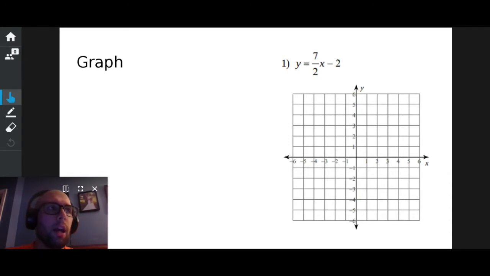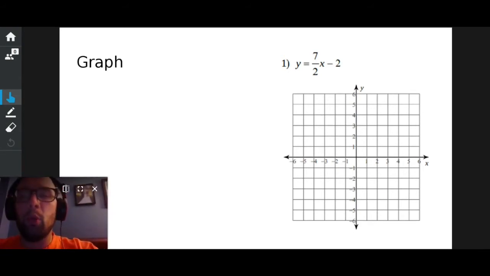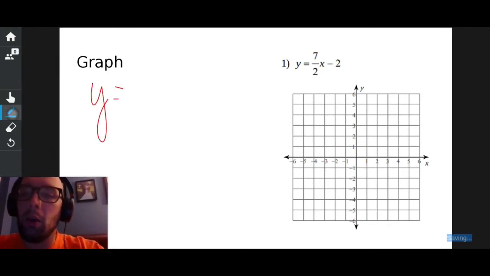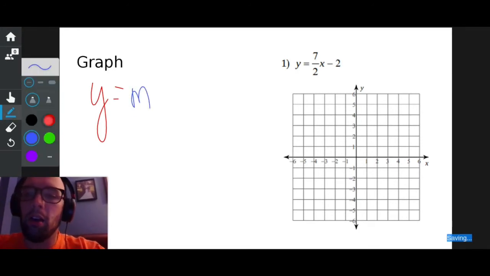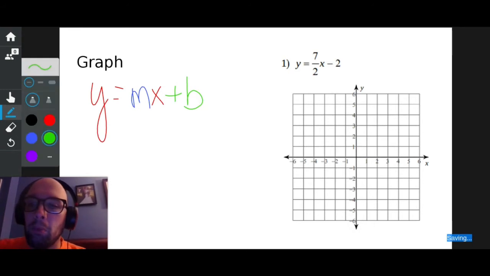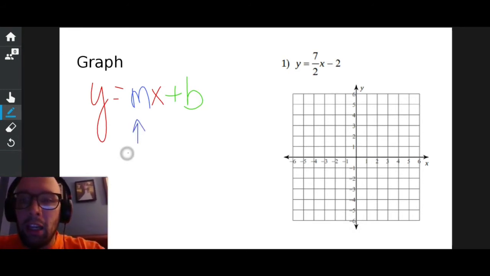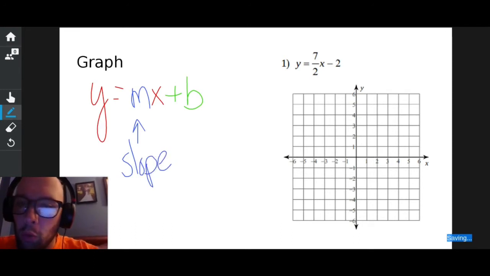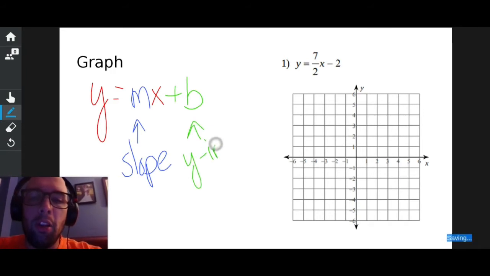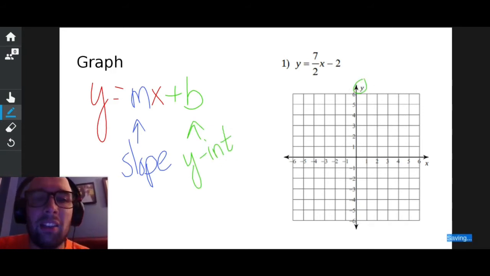In this chapter, we're going to graph quite a bit, and we're going to graph straight lines like this guy right here. How do I know that's a straight line? Well, it's in the form y equals mx plus b. What's m? M stands for slope, the rise over run. B stands for the y-intercept. That's the part on the graph where your line is going to cross through the y-axis there.